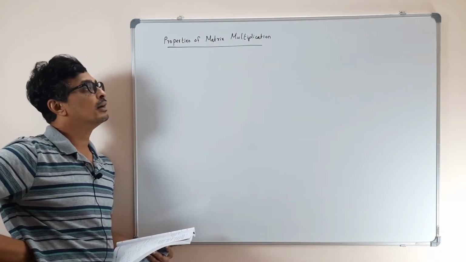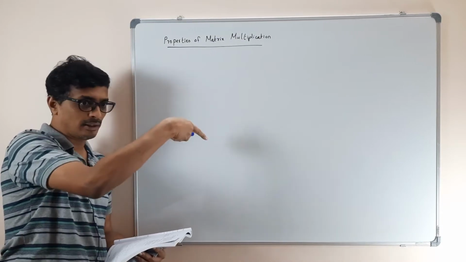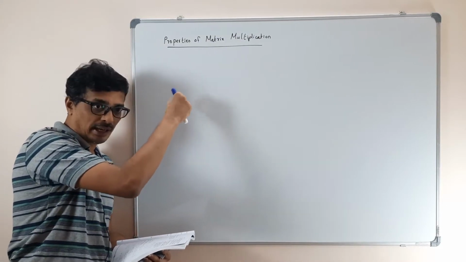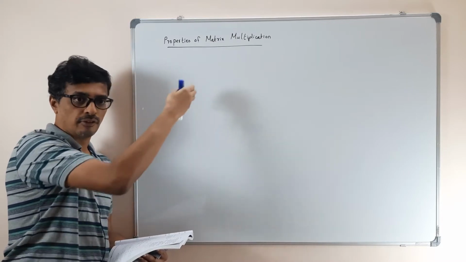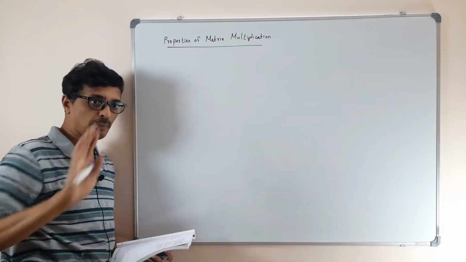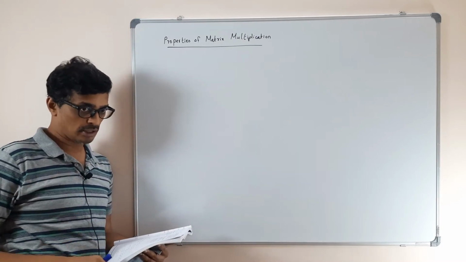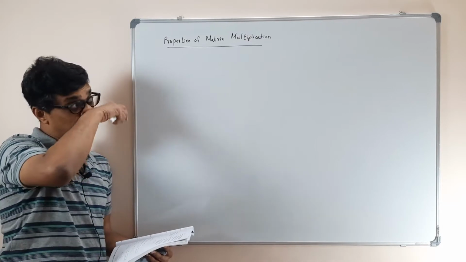Okay, and we saw scalar multiplication. If you have a matrix and you multiply it with any constant, any number, say 2, or any fraction, that number will be multiplied by every element of the matrix. That's what you call scalar multiplication.